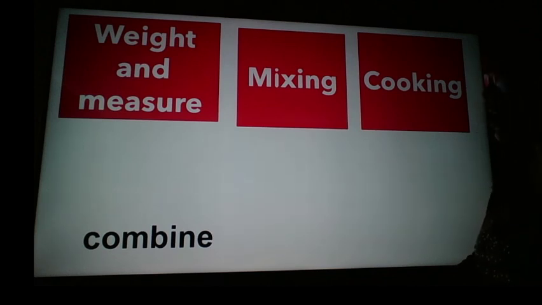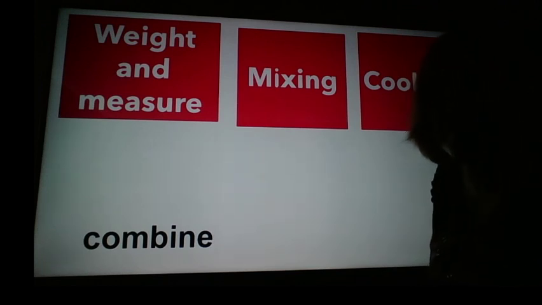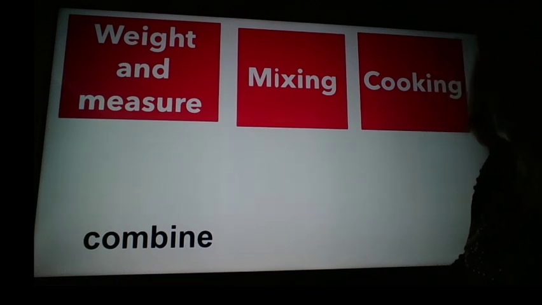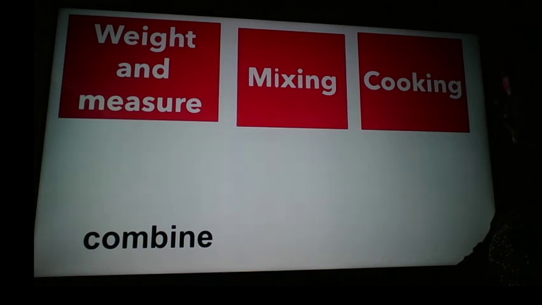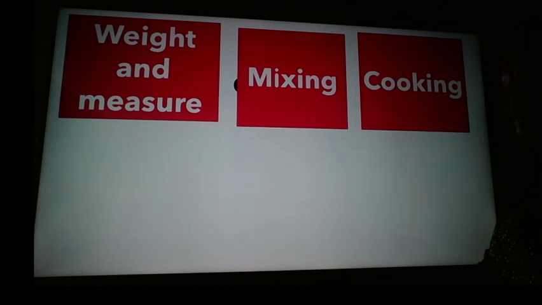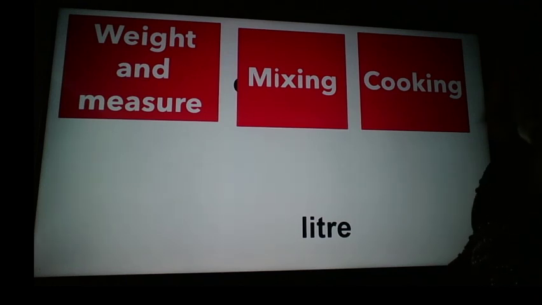What about combine? Can you do that one, Sarah? Combine. What type of word is the word combine? Okay, Shini? Is it weight and measure? Is it mixing? Or is it a cooking word? Let's have a look to see what the answer is. Combine. It's actually a mixing word because we use the word combining. You're combining the ingredients. It means to put them all together. So well done for that.